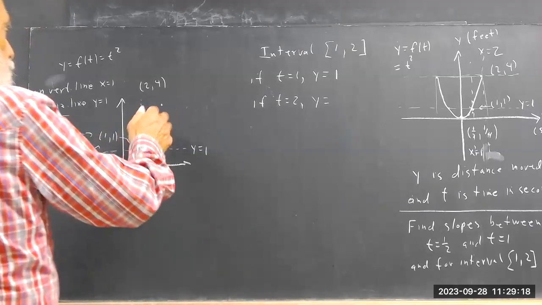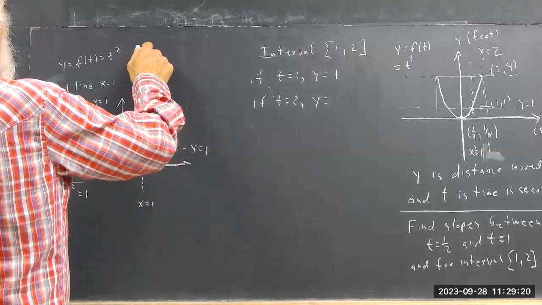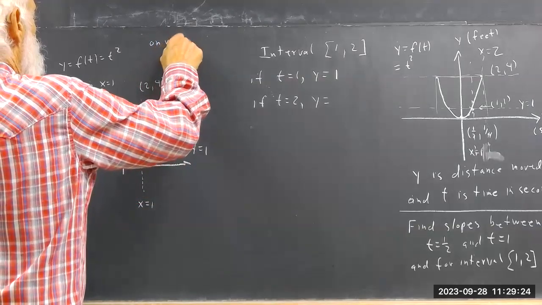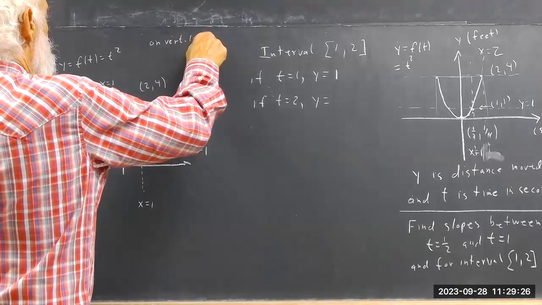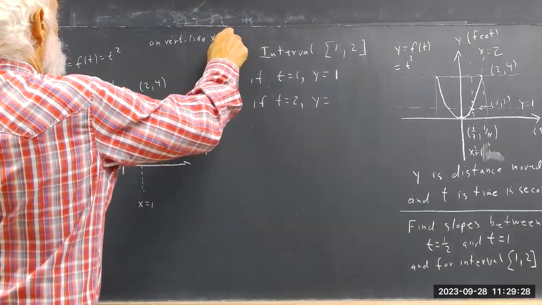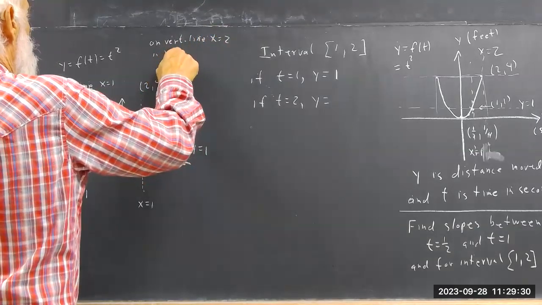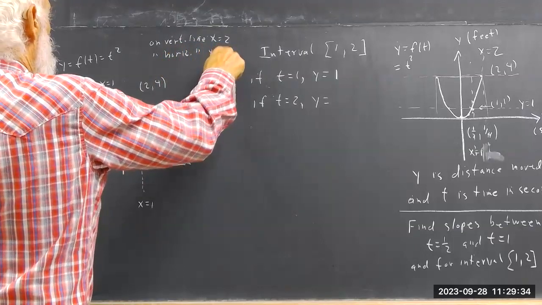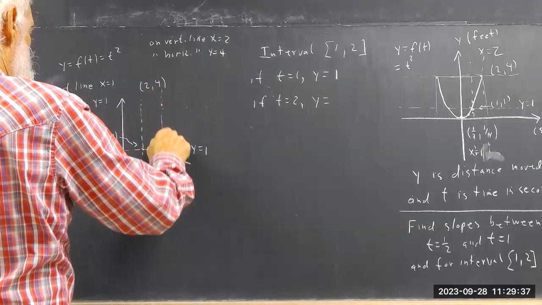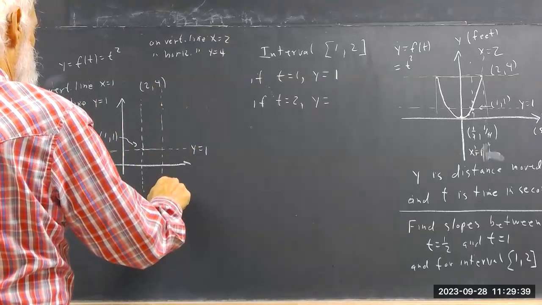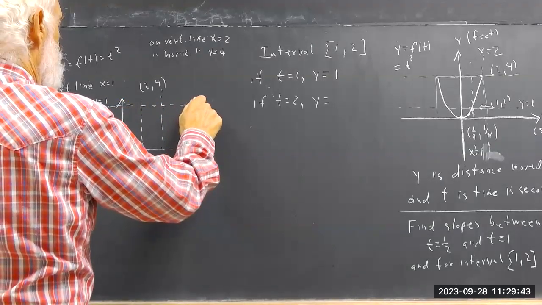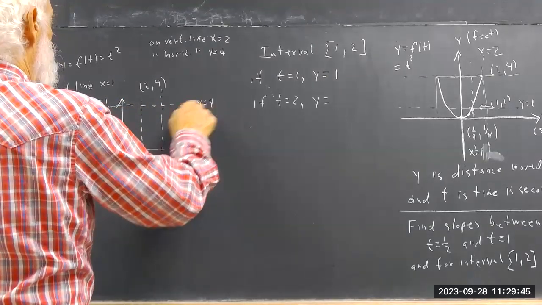Okay, well, 2, 4 tells us similar things. It tells us that the point is on the vertical line, x equals 2, and on the horizontal line, y equals 4. Here's the vertical line, x equals 2. Here's the horizontal line, y equals 4.